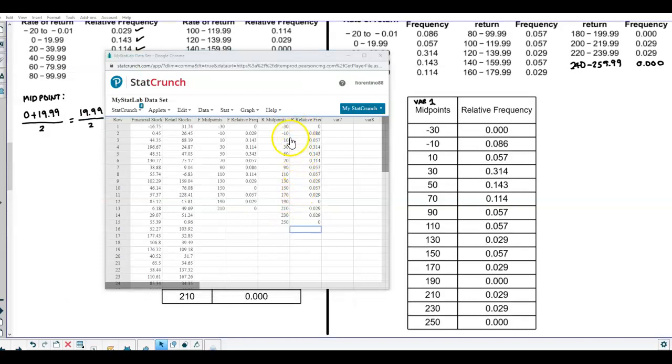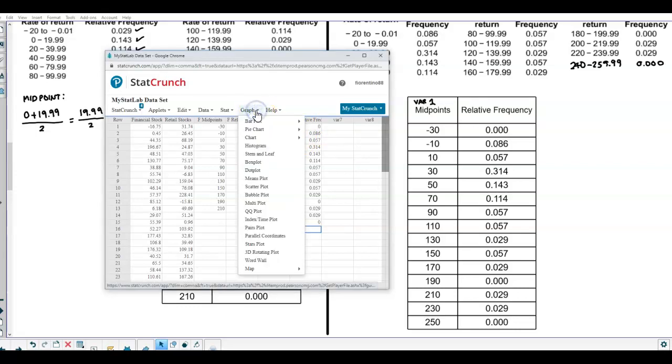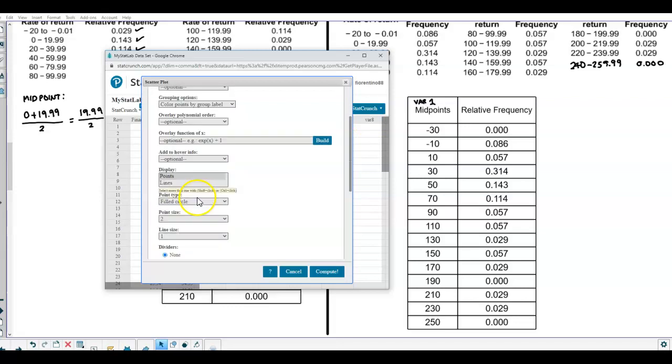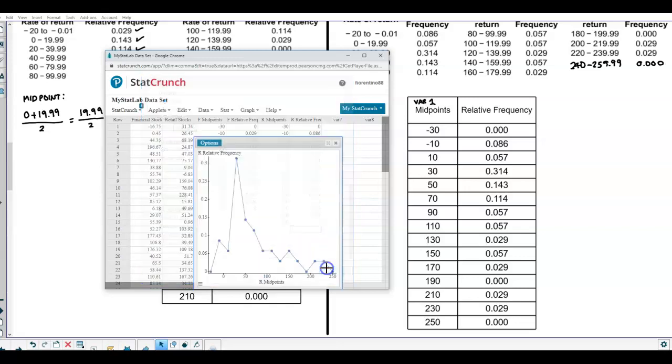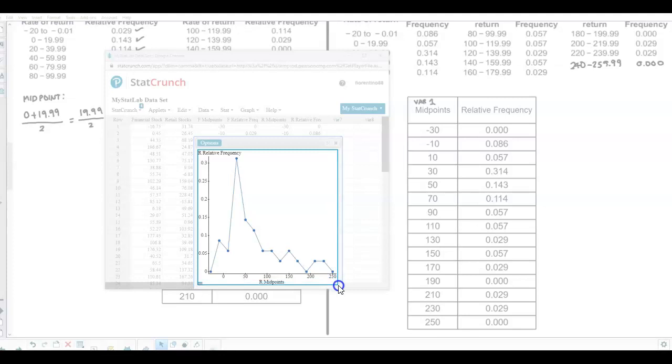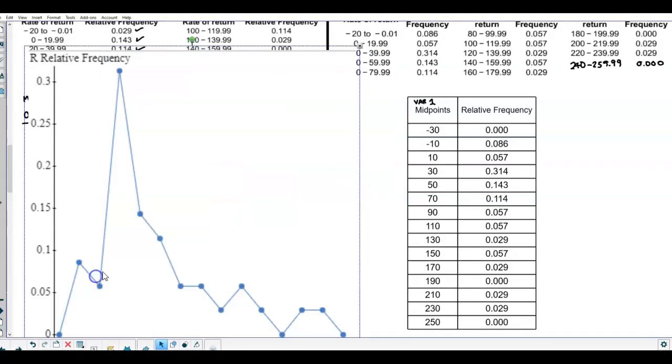So now all these values have been entered for the retail stocks, the midpoint, and relative frequency. So we're going to go ahead and graph, doing the same thing we did before. We're going to go down to graph and then select scatter plot. Our X variable is now going to be our R midpoints. And our Y variable is going to be our R relative frequency. And then we want to make sure that we display our points and our lines. And then we're going to go ahead and select compute. And now we have our relative frequency polygon for our retail stocks.